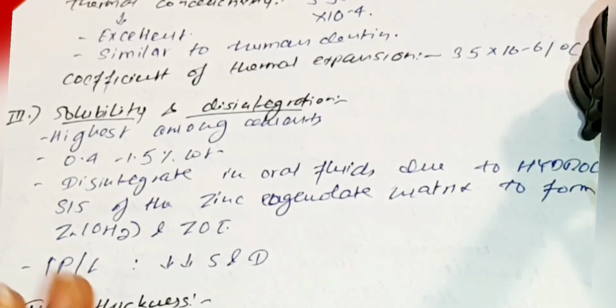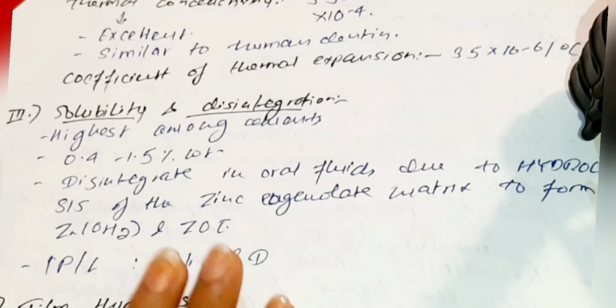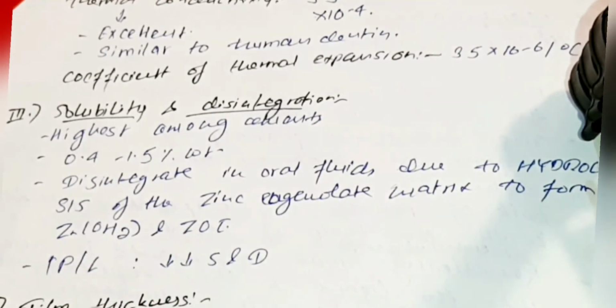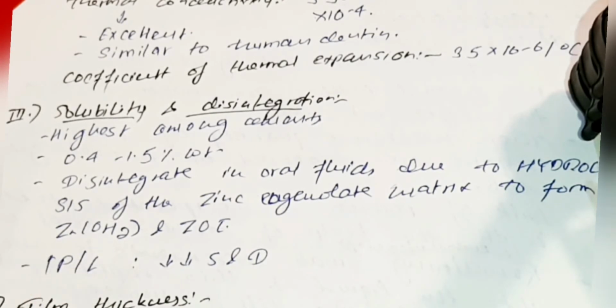They disintegrate in oral fluids. This breakdown is due to hydrolysis of the zinc eugenol matrix to form hydroxide and eugenol. Solubility is reduced by increasing the powder to liquid ratio. As the powder to liquid ratio is increased, the solubility and disintegration will be decreased.